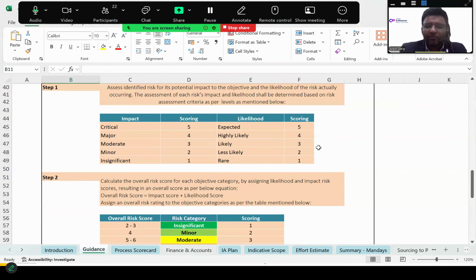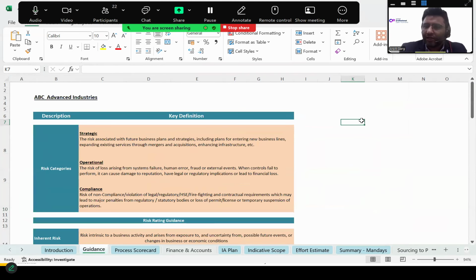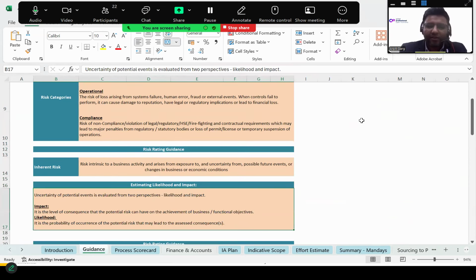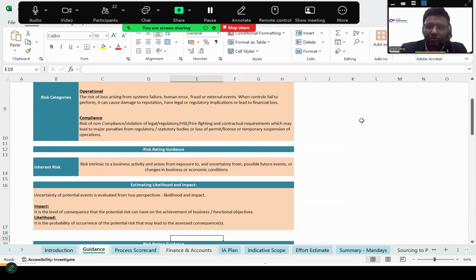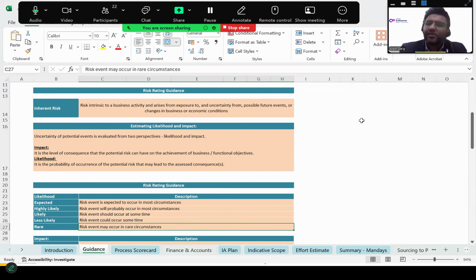Within this, we also have guidance notes which talk about the different types of risks that we will be identifying. Basically, the risk categories, for example, strategy as a risk, operational as a risk, compliance as a risk, and then inherent risk, impact and likelihood. We all know what inherent risk, impact and likelihood are, and then the risk rating in terms of impact and likelihood. You all know, right? We can do a risk rating.